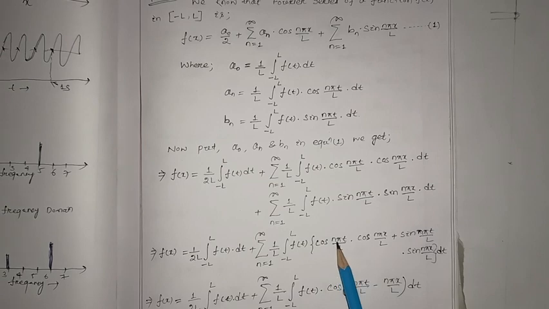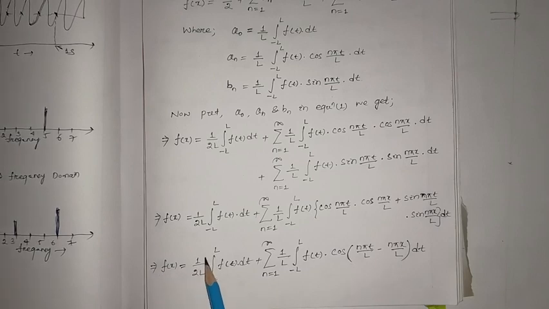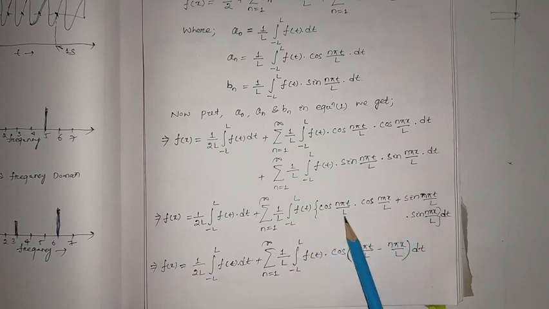So this is in the form of cos A cos B plus sin A sin B, that means cos(A minus B). So f(x) will be equal to (1/2L) ∫ from -L to L of f(t) dt plus summation over (1/L) ∫ from -L to L of f(t) into this one. This one will be written in cos(A minus B) format. Cos A is cos(nπt/L), minus cos(nπx/L), dt.